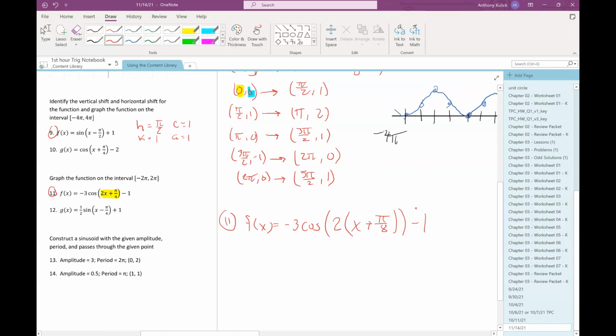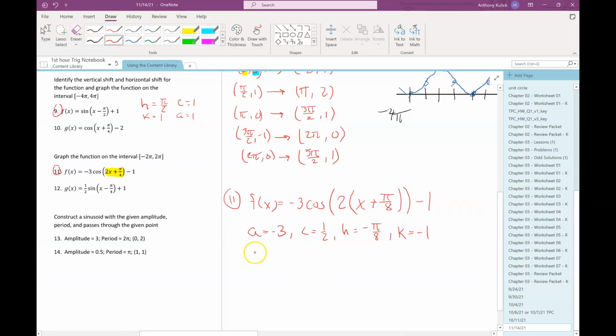So far, so good? Yeah. Okay. So my A is -3, my C is 1/2, my H is negative pi over 8, and my K is -1. So far, so good? Okay.